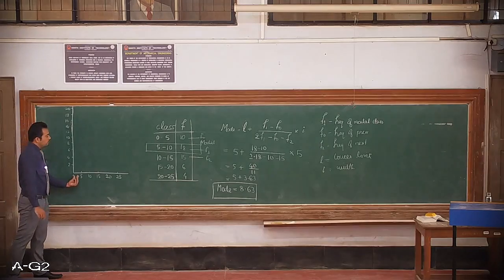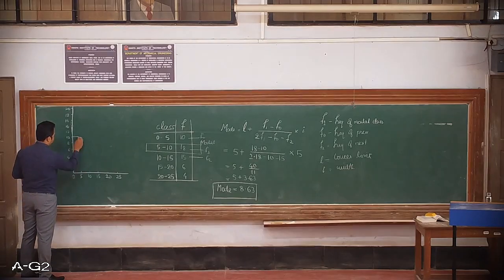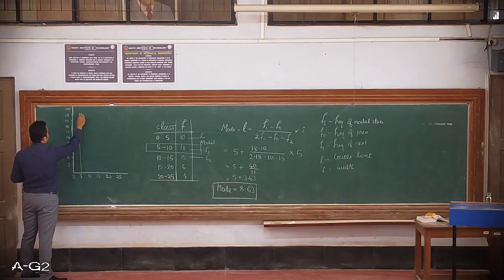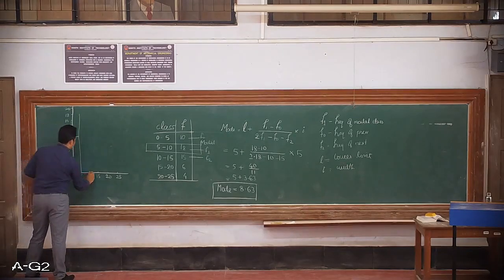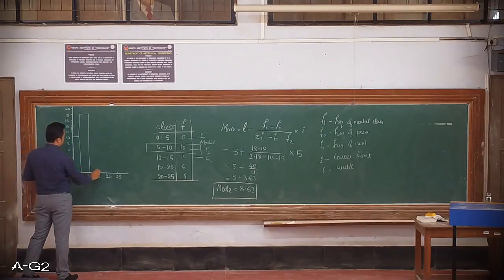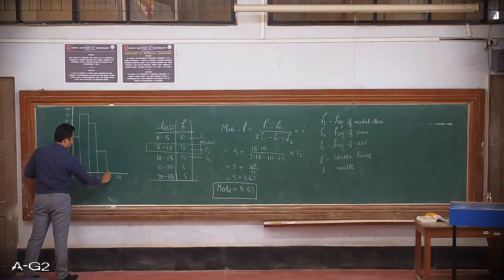So the first class from 0 to 5 is having frequency 10. So here I have to draw, this is nothing but the histogram you are drawing, or you can still say bar chart. Then from 5 to 10 we have 18. So this is the maximum frequency. Then the next thing is 15. So 14 is here, 15 would come around here somewhere. Then we have 6. And then the last class is having 4.